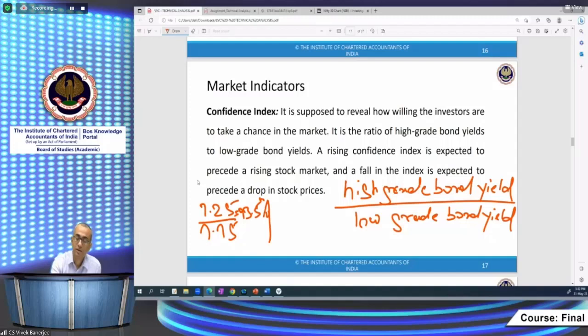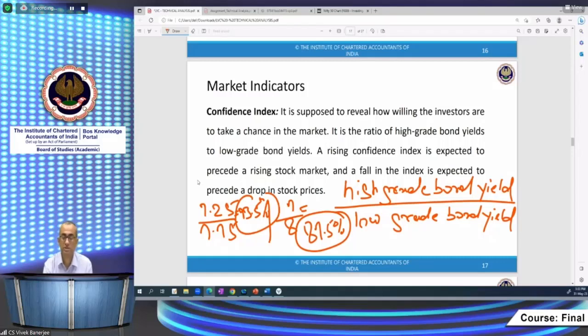93.5%, and consider second scenario, 7/8, means 7 is high grade bond yield and 8 is low grade bond yield. So it is basically coming to about 87.5%. Initially it was 93.5%, and it is 87.5%. So which one is better? Which one is showing the confidence index?